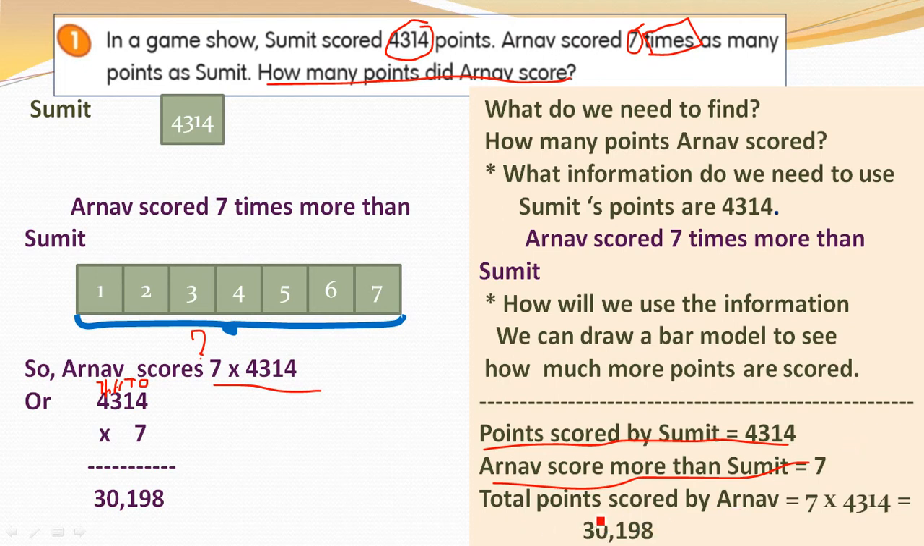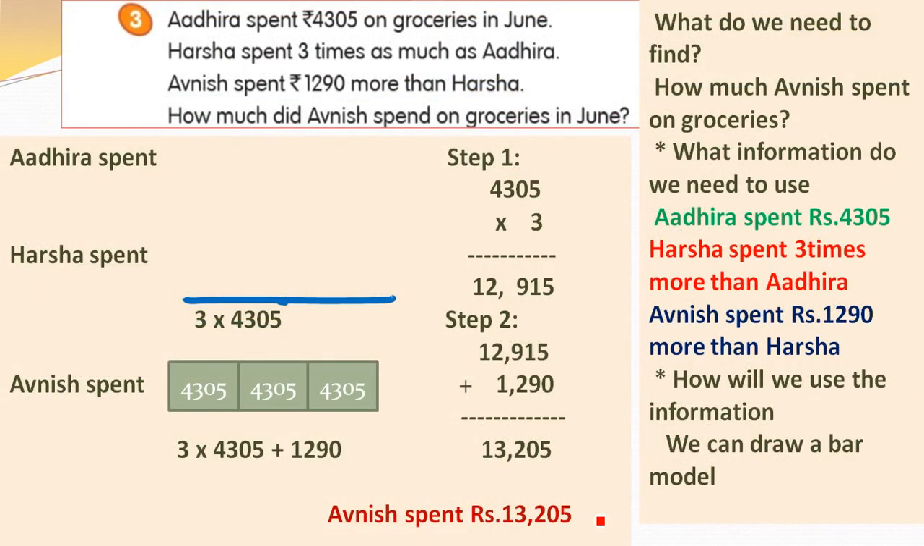And then we can write our word problem. Now let us take another word problem. It is a two-step word problem. Adira spent this much on groceries in June. Harsha spent 3 times as much as Adira. Avnish spent 1,290 more than Harsha. So, how much did Avnish spend on groceries in June?